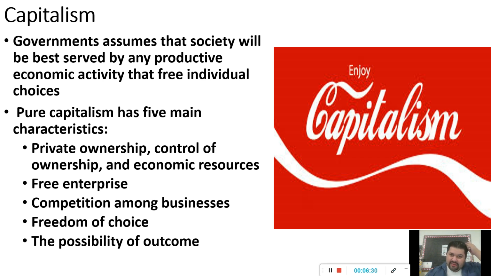The next one, free enterprise. Basically, that means you can trade and make deals with anyone you want to. Whether the deals are good or bad or whatever, it's your choice, and you can basically trade with anybody. The next one is competition among businesses. So they want a variety of choices for the people.